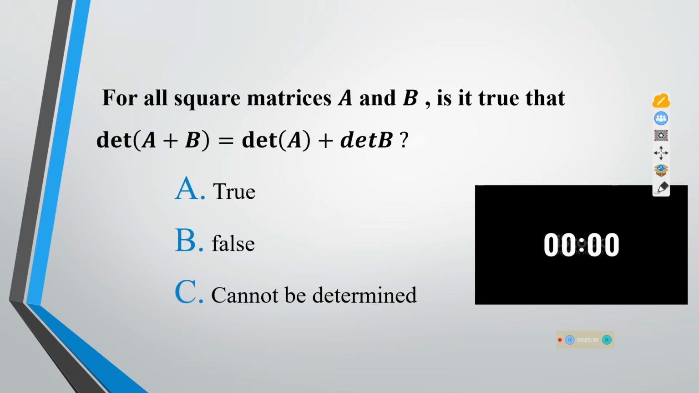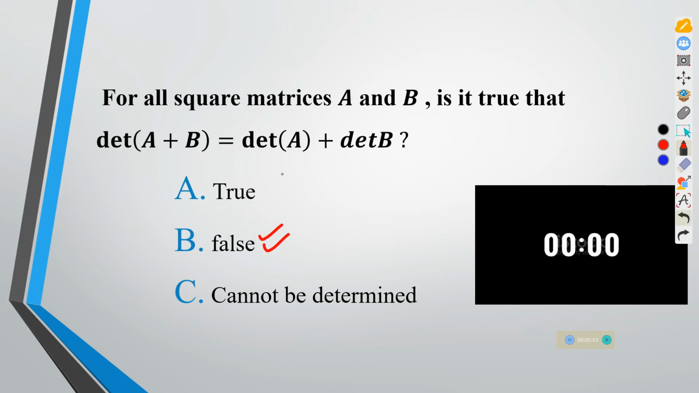Okay, so for question number 3, they are saying for all square matrices A and B, is it true that the determinant of A plus B is the same as the determinant of A plus the determinant of B? So what is the answer that you have obtained there? This is not true. This is false. The reason is the determinant function is not linear with respect to matrix addition.